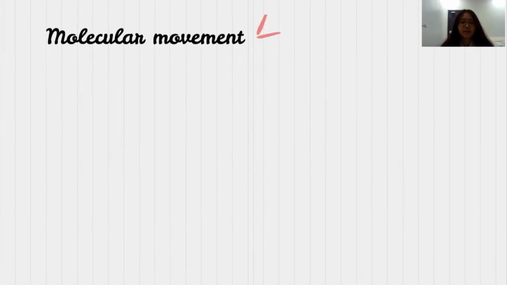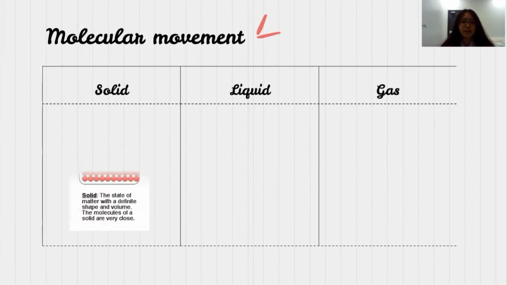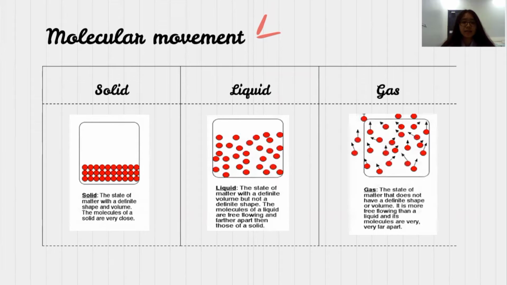Molecular movement. In molecular movement, there is solid, liquid, and gas. Solid is a state of matter with a definite shape and volume. The molecules of a solid are very close. Next is liquid. Liquid is the state of matter with a definite volume, but not a definite shape. The molecules of a liquid are free-flowing and farther apart than those of a solid.